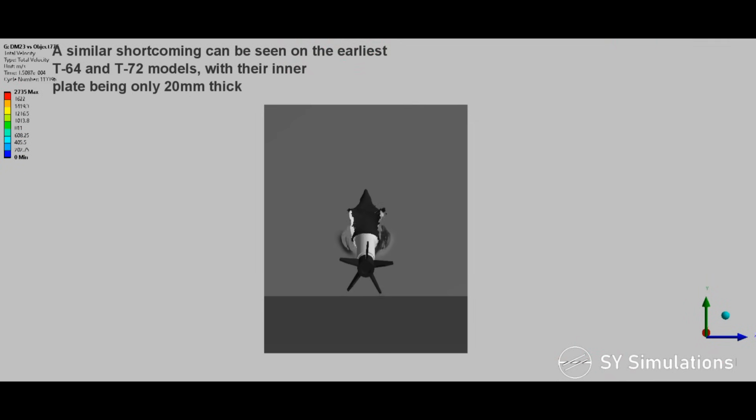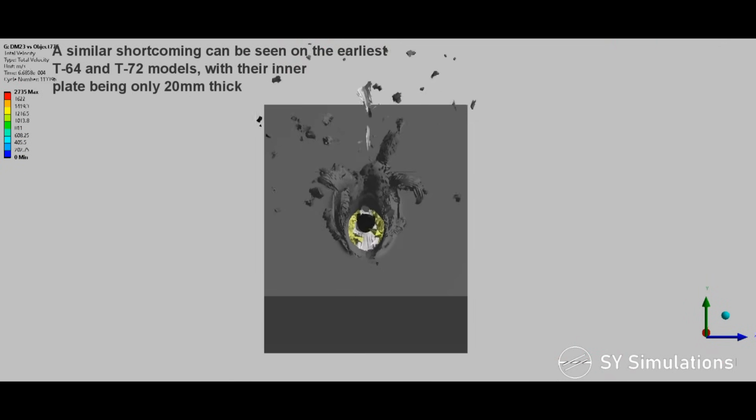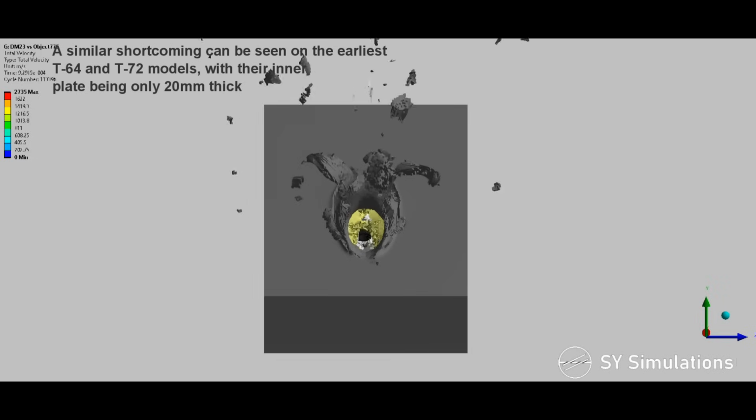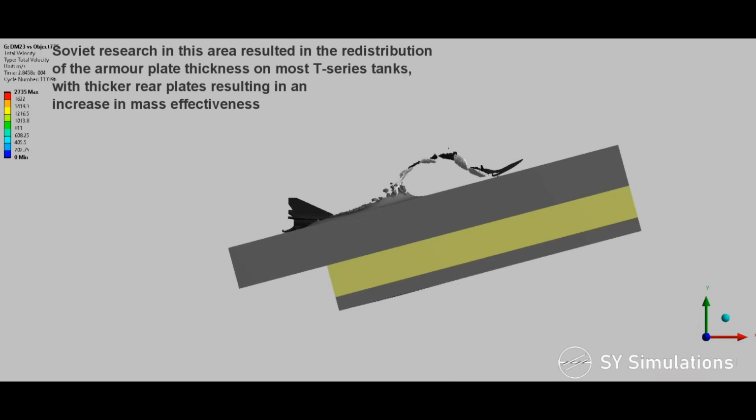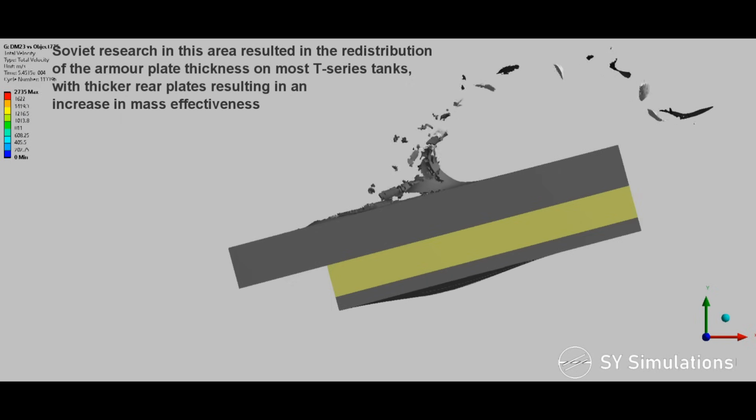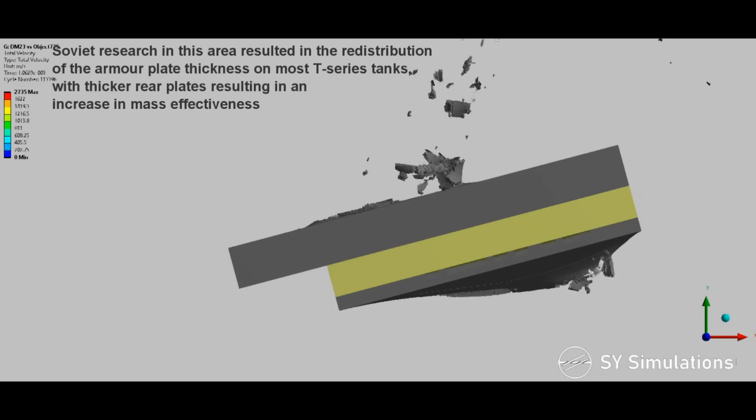A similar shortcoming can be seen on the earliest T-64 and T-72 models, with their inner plate being only 20mm thick. Soviet research into this area resulted in the redistribution of the armor plate thickness on most T-series tanks, with thicker rear plates resulting in an increase in mass effectiveness.